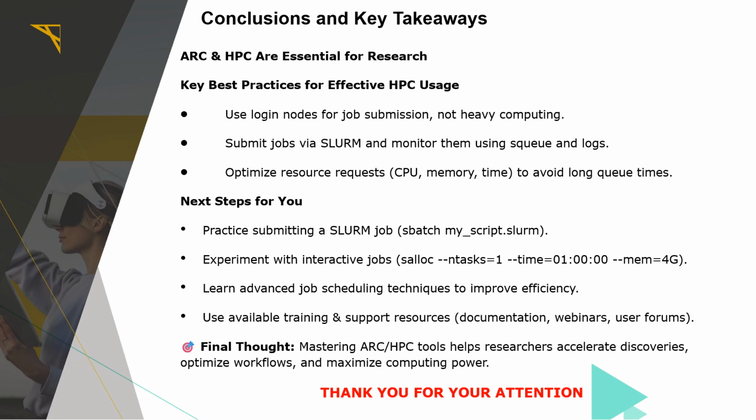So in conclusion, ARC and HPC are essential for research. It makes your life easier, and you can request these resources and have them for free. If you'd be using Colab for some of these resources, you might need to pay, but for this you get these resources for free, and you can submit jobs at any time without wasting time. And you can optimize your resources and avoid long queue times. What will be the next step for you as a researcher? You need to practice submitting jobs and testing some of the commands to see what they can do and how they can help you. And you need to learn advanced job scheduling techniques to improve efficiency.